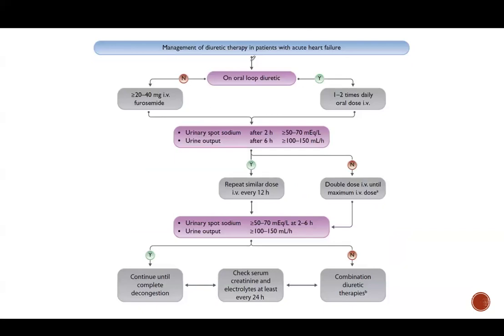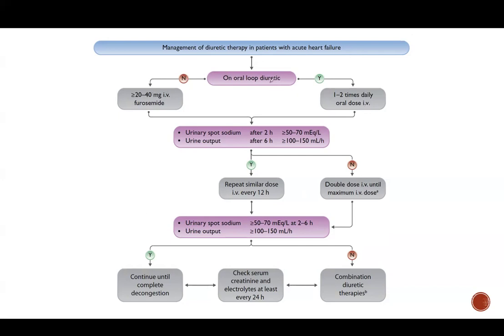Management of diuretic therapy in patients with acute heart failure. Suppose a patient has come with acute heart failure. First, you should see whether the patient is already on oral loop diuretics. If the patient is already using oral loop diuretics, then you should start him on IV diuretics, and the dose should be 1 to 2 times the daily oral dose. So suppose the patient is using furosemide 40 milligrams daily, then your IV dose per day should be either 40 mg or 80 mg in divided doses.